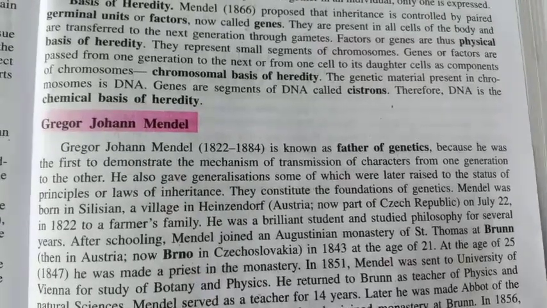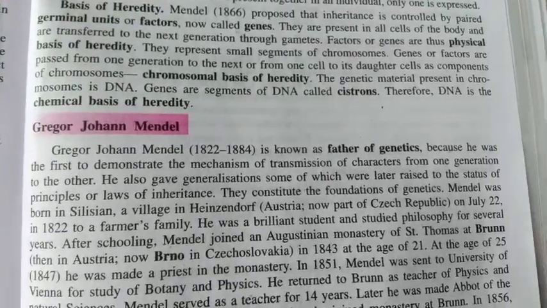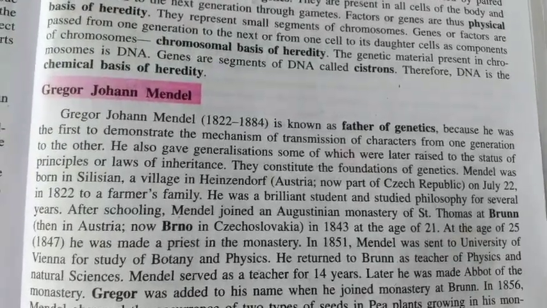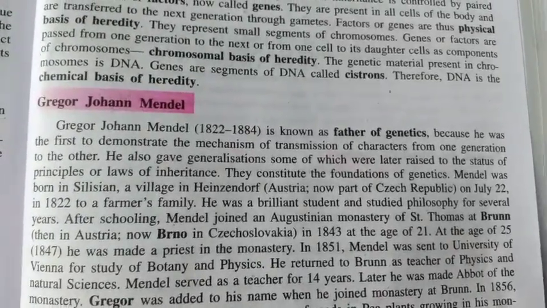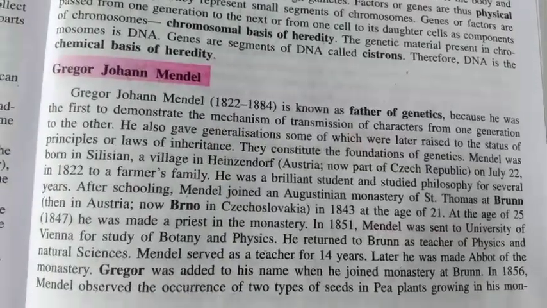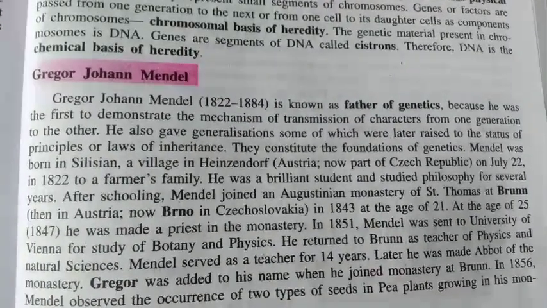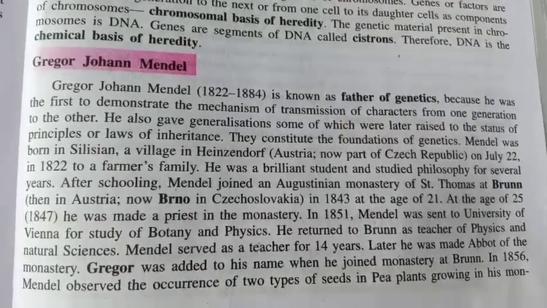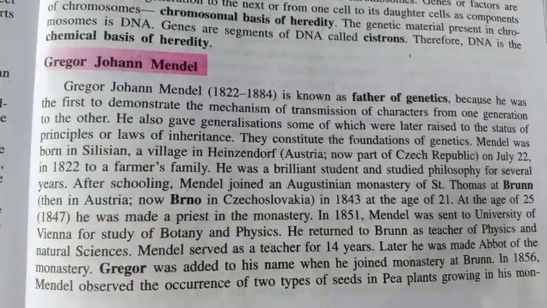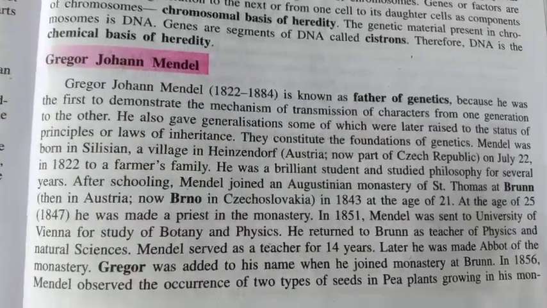Mendel was born in Silesia, in a village called Heinzendorf, Austria, now part of the Czech Republic, on July 22nd in 1822 to a farmer's family. He was a brilliant student and studied philosophy for several years. After schooling, Mendel joined the Augustinian monastery of St. Thomas at Brunn, then in Austria, now Brno in Czechoslovakia, in 1843 at the age of 21.